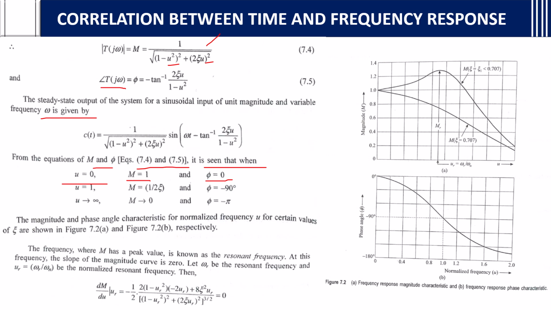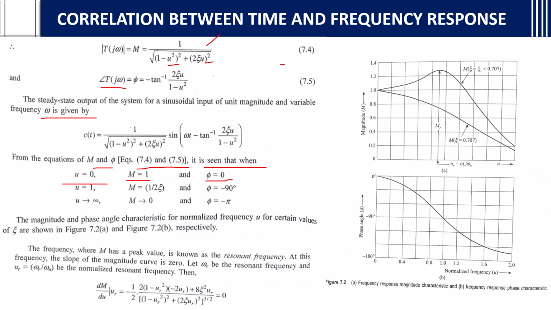Then phi will be what? 0. When u is equal to 0, tan inverse of 0 is what? 0. Why? Because tan inverse of tan 0 is 0. So tan and tan inverse cancel, and you will get phi equals 0.